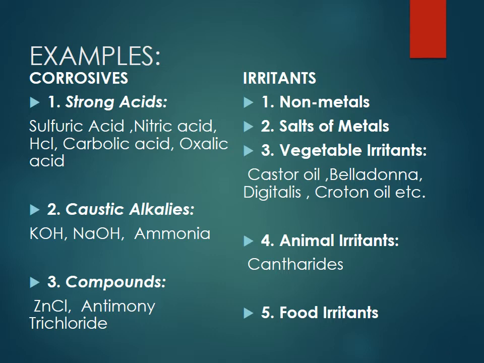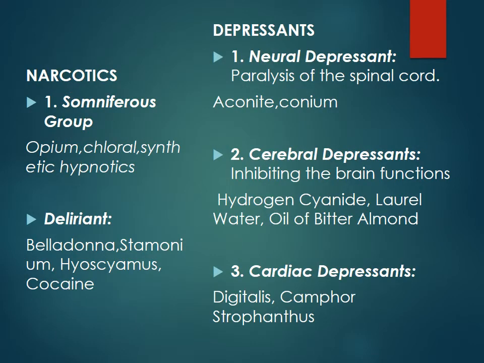Then, caustic alkalis like ammonia, compounds like antimony, irritants, if non-metals, salts of metals, vegetable irritants like castor oil, belladonna, digitalis, etc. Animal irritants like cantharides, and then food irritants. Next is narcotics like the somniferous group like opium, chloral, synthetic hypnotics, and then deliriants like belladonna, stramonium, hyoscyamus, and cocaine.